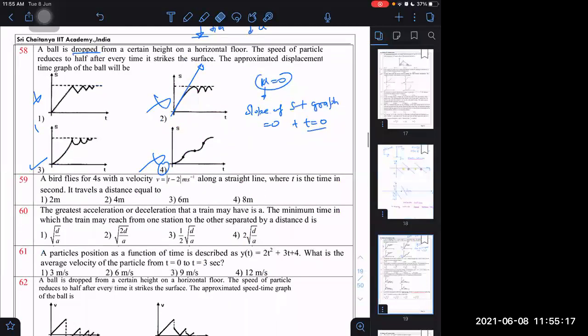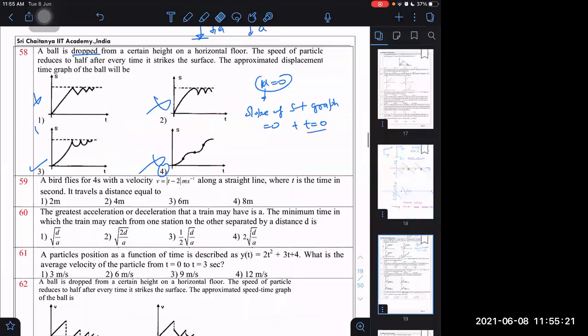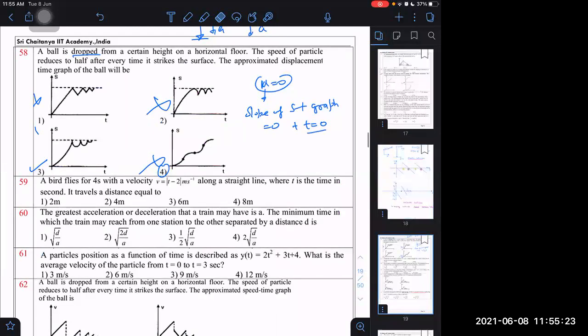What about the displacement versus time graph? Displacement versus time graph is okay. This is also fine. There could be other possibilities in this case also, depending upon what direction we are taking positive. For example, this is one possibility when I have taken the downward direction as positive. This graph is for positive acceleration. It means I am taking positive acceleration as downwards.